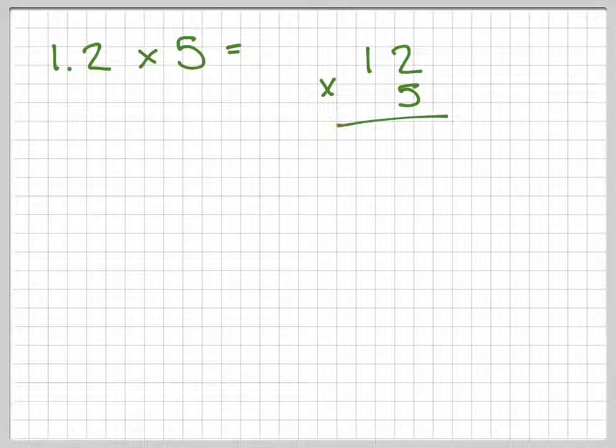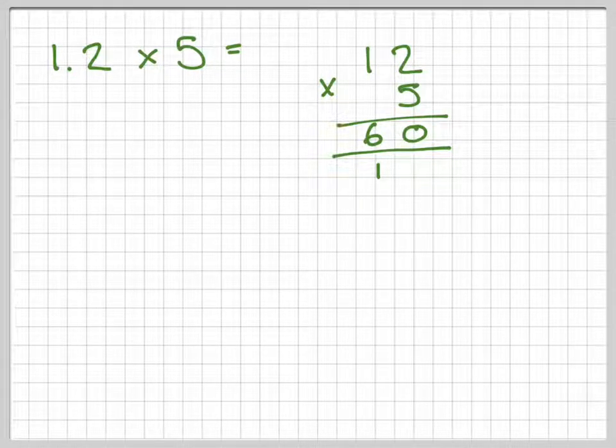So 2 times 5 is 10. 1 times 5 is 5, plus the 1 is 6. So we've got an answer of 60. However, in our original question, there is one digit after the decimal point. So we need to make sure that there's one digit after the decimal point in our answer. So we're going to pop our decimal point there. So there's one digit after. That means that our answer to 1.2 times 5 is 6.0 or 6.